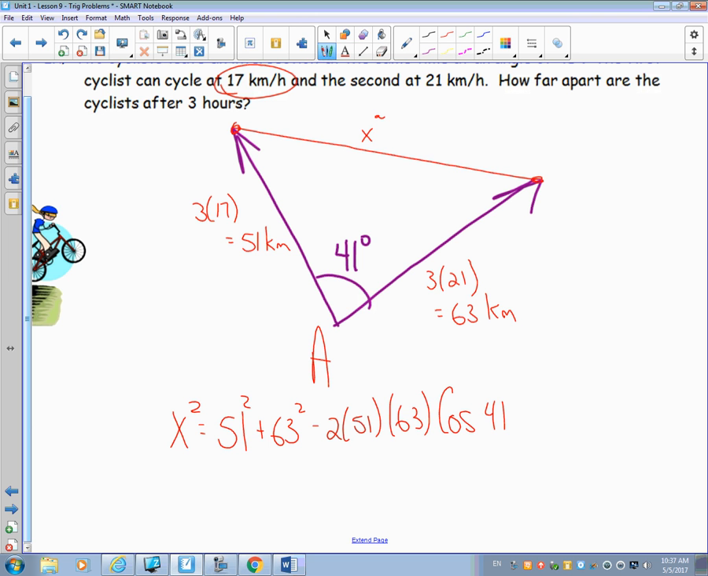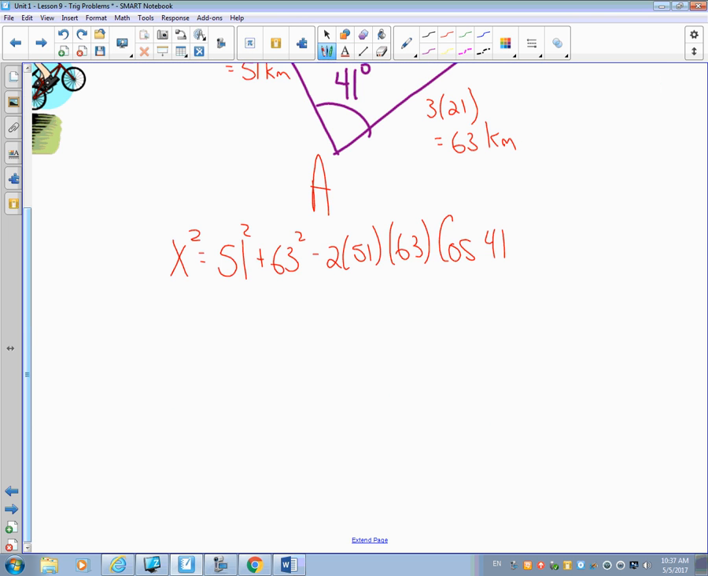A missing side. Put it all into my calculator, the way it looks, totally fine. You should get 1720.24, but remember that's x squared, so we want to square root it. And I got 41.47 kilometers. That's how far apart they are. Good use of the cosine law. Okay, let's try the next one.